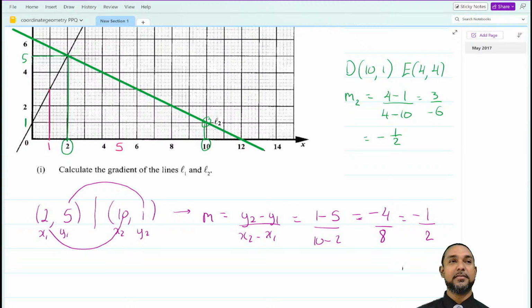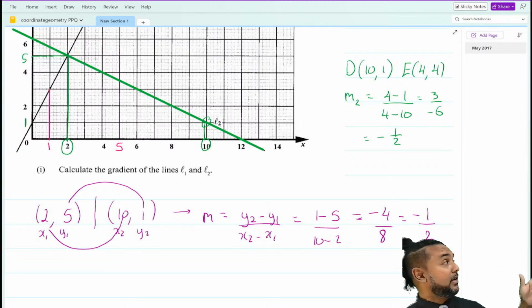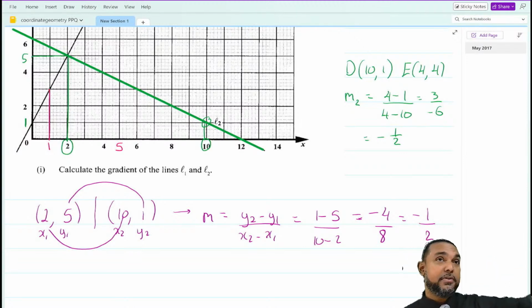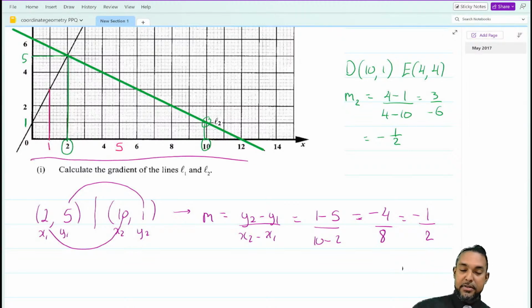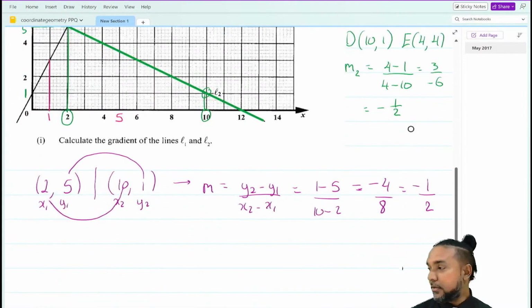You can tell it has a negative gradient because it slopes downwards going left to right. So as x is increasing, y is decreasing, which means you have a negative gradient, right? For the other one, if x and y both increase, then they have a positive gradient. Cassie, did that help at all?